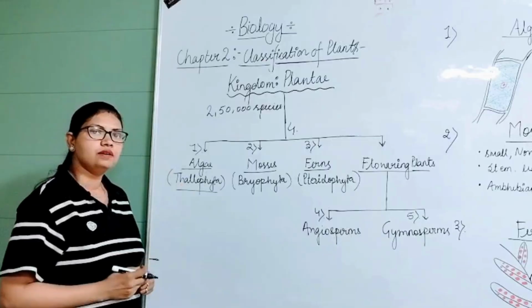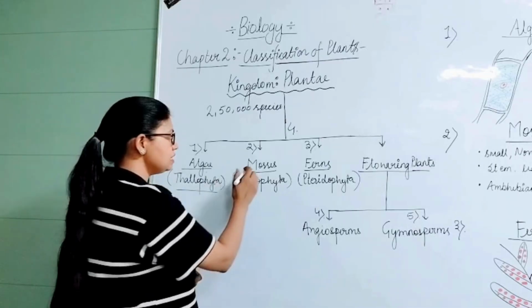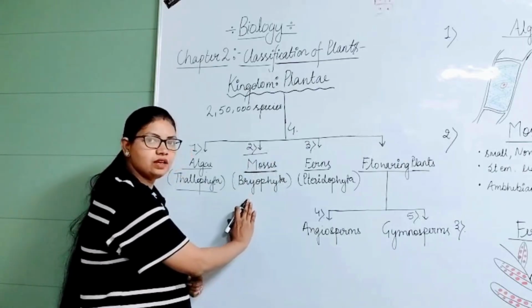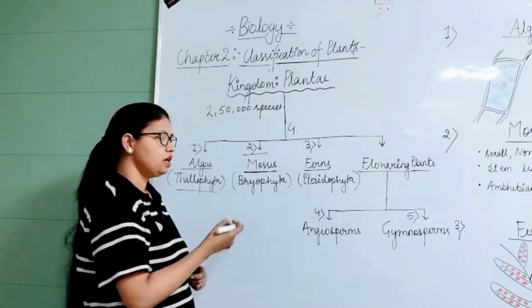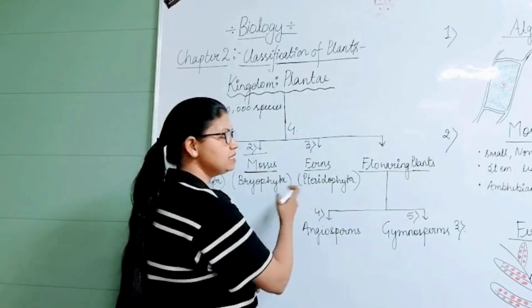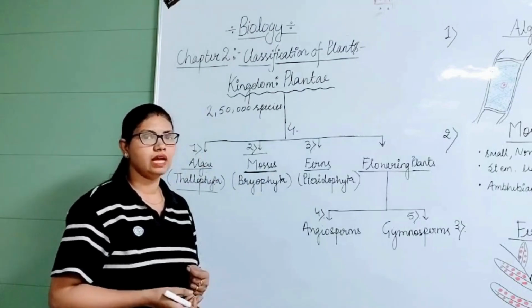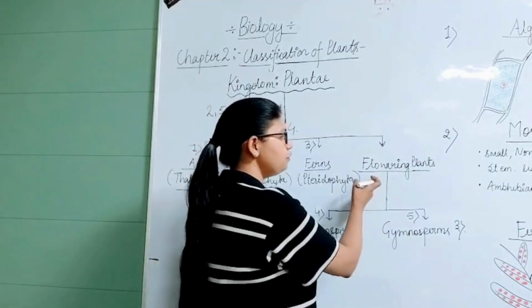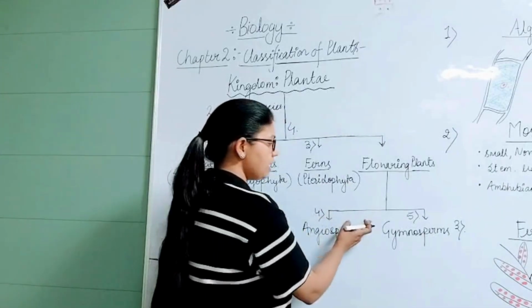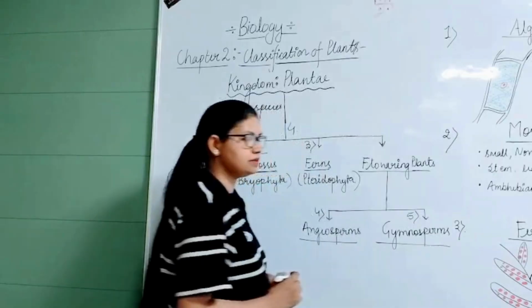First one is Algae. Algae is also called Thallophyta, while the second one is Mosses. Mosses is also called Bryophyta, or we can say that Mosses comes under the category of Bryophyta. Next is Ferns. Ferns come under Pteridophyta, or it is also known as Pteridophyta. And the fourth one is flowering plants. Flowering plants are of 2 types. First one is angiosperms and second one is gymnosperms.